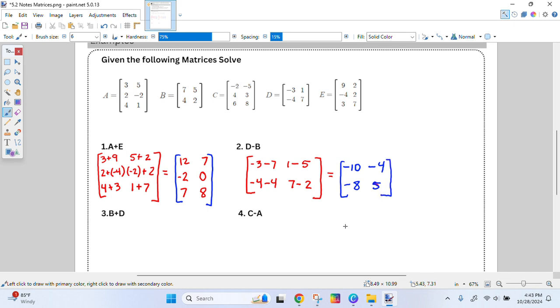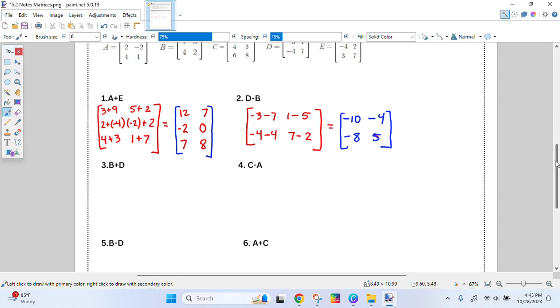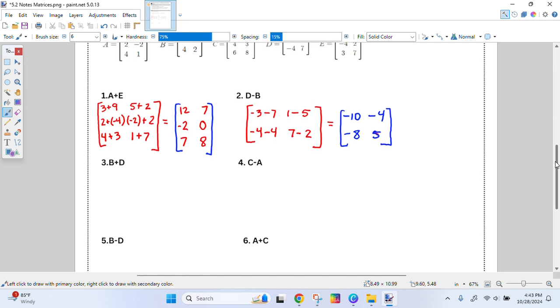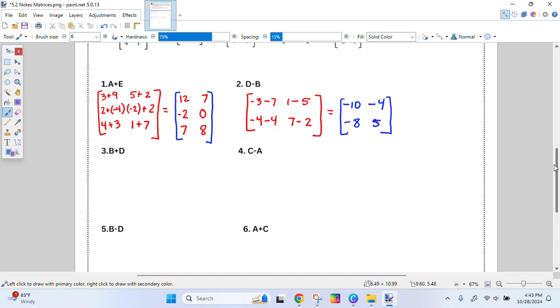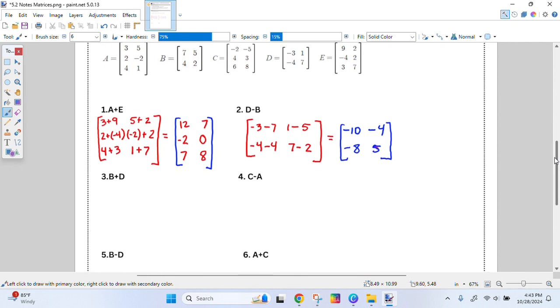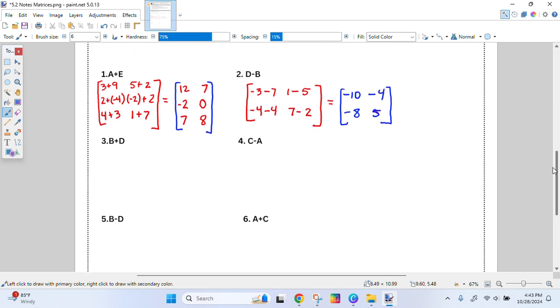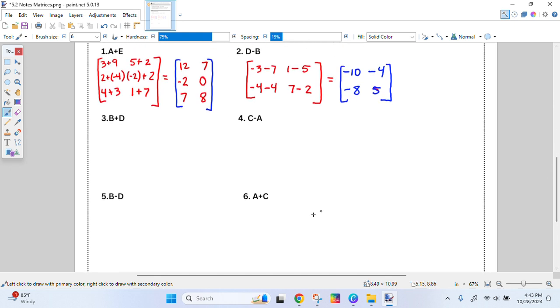And there's my answer. Okay. I want to do just one more here. I'm going to do number 5 to really show the importance of the ordering here. So number 5 was B minus D. So B minus D, it's the other way around this time. So let's just write our columns.